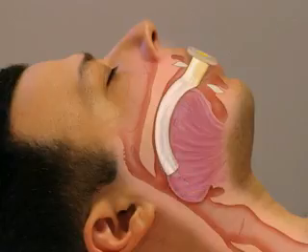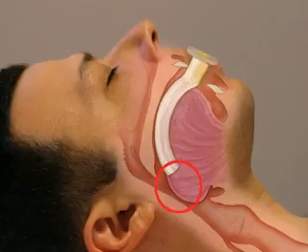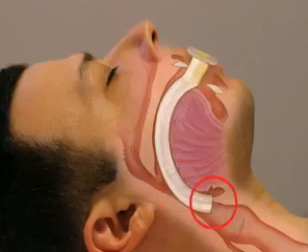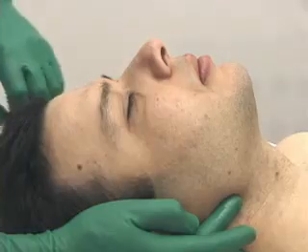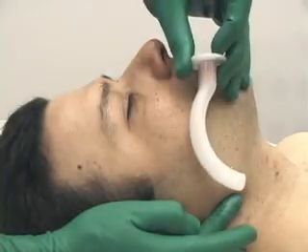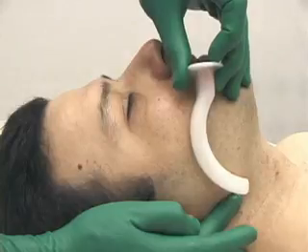Too small an oral airway may push the tongue against the oropharynx. Too large an oral airway may push against the epiglottis and trigger laryngospasm. The correct size of an oral airway may be estimated by holding the airway next to the patient's mouth. The tip should reach the angle of the mandible and no further.